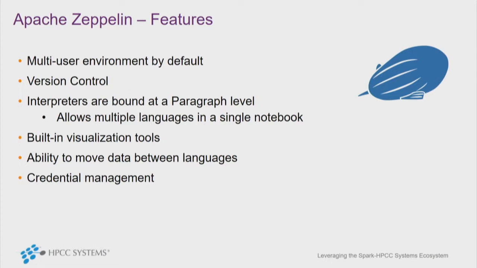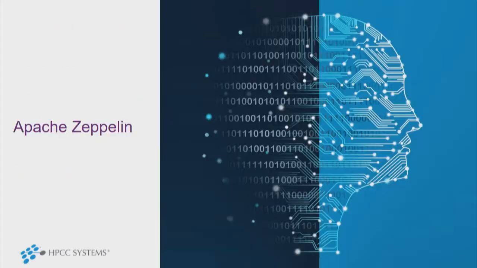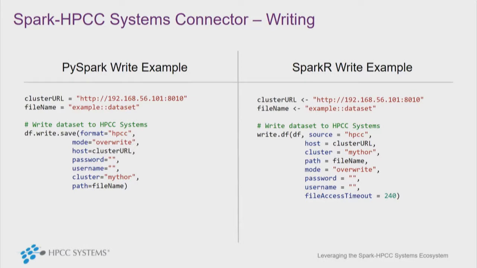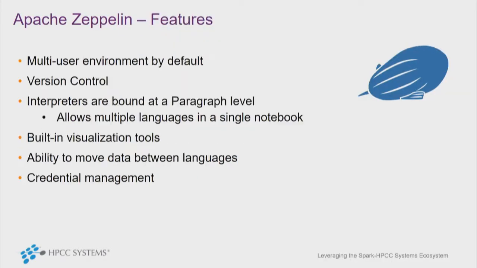It also has built-in visualization tools, so if you want to see the contents of a table, you can easily do that. If you want to graph the contents of a table, you can easily do that. Moving data between languages is really important if you're going to have multiple languages in the same notebook. It instantly handles that for us. And credential management is also included. This was a big deal for our security team. We don't want passwords in code, right? Our security team really doesn't want that. So this is one of those things that Zeppelin can help out with, and one of the things that we helped contribute to Zeppelin.